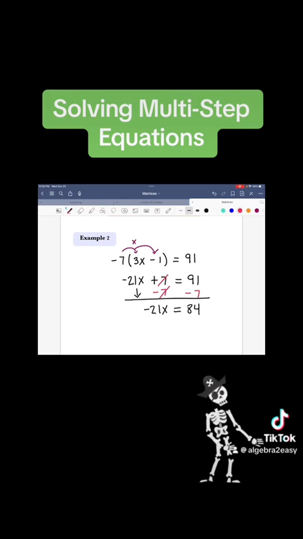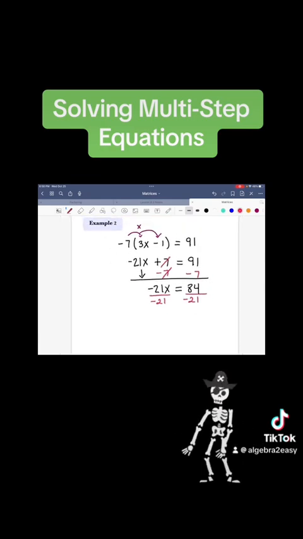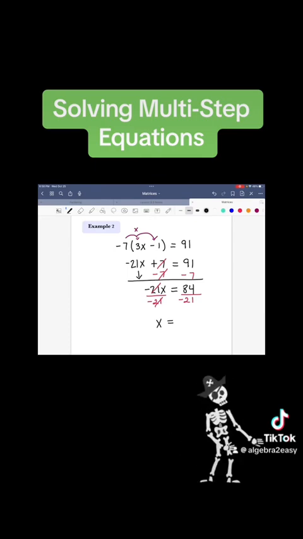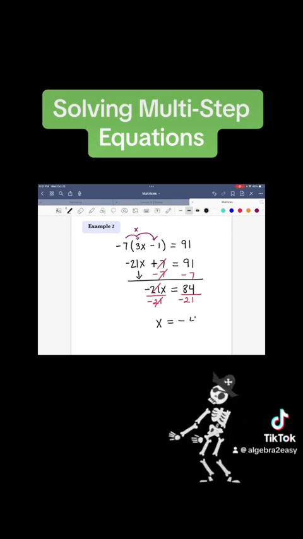Negative 21x equals 84. And we are going to divide both sides by negative 21. We want to undo that operation of multiplication. And the opposite of multiplication is division. And our negative 21 cancels. Again, you may not be sure what 84 divided by negative 21 is. So if you're not sure about that math, go ahead and use your calculator to help you out. I do know that a positive divided by negative is going to be a negative. And 84 divided by 21 gives me 4. So x is equal to 4.